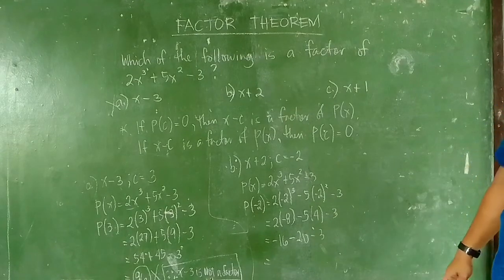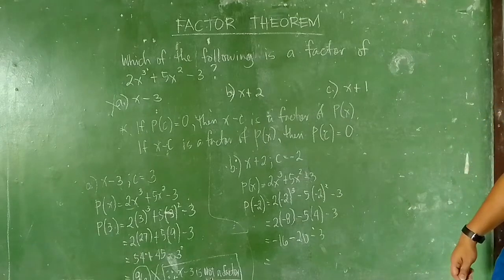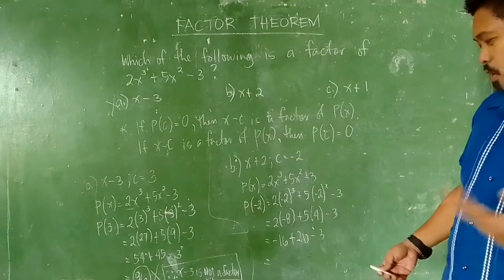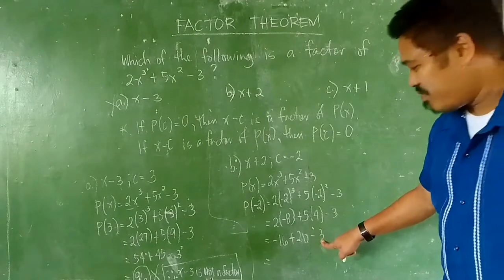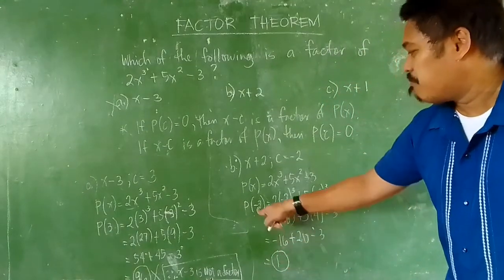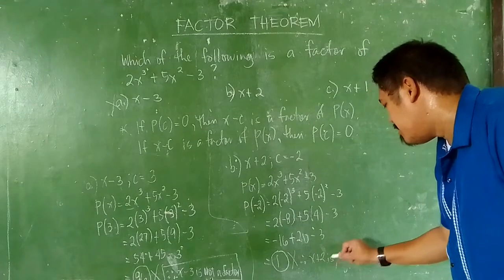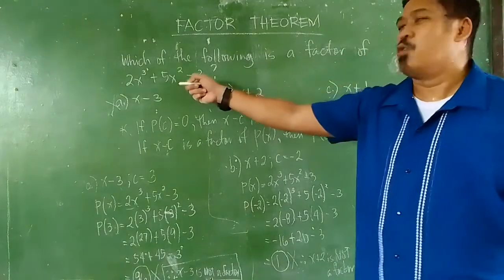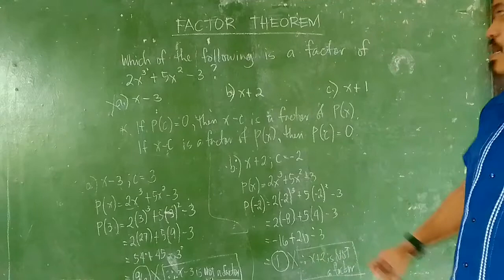Tingnan natin ulit ha. Wait lang. Sorry. Plus pala dapat to. Okay. So, operate na natin. Negative 16 minus 3 is negative 19. Plus 20 is positive 1. Okay. Now, 0 ba yung remainder na lumabas kay negative 2? Hindi pa rin siya. So, therefore, we can say right now that x plus 2 is still not a factor of your function 2x cubed plus 5x squared minus 3. So, hindi rin siya. So, si letter B, hindi rin.